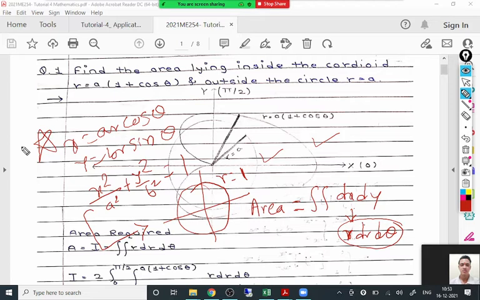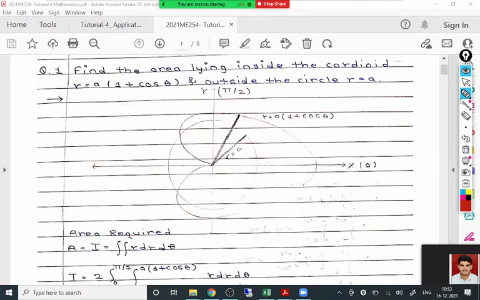Is that clear? Yes, sir. Okay. So except ellipse, everywhere you have to replace dx dy by r dr d theta for any curve. That may be cardioid, that may be lemniscate. Okay, anyone.